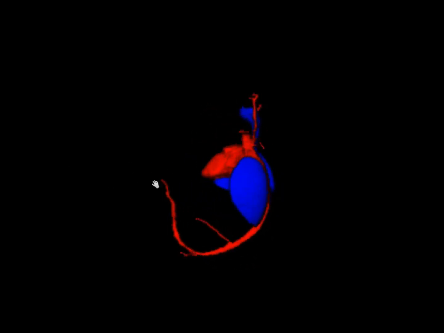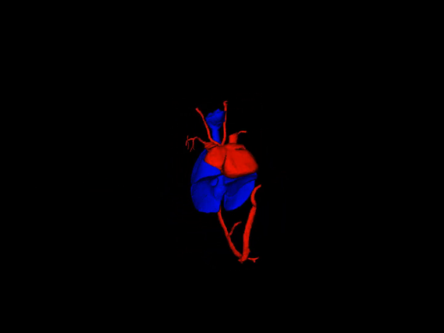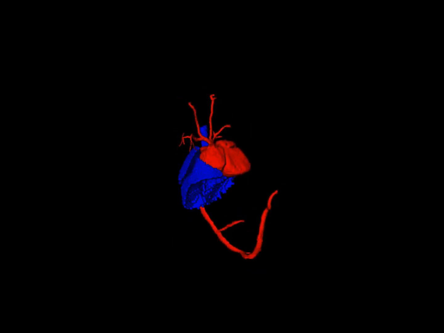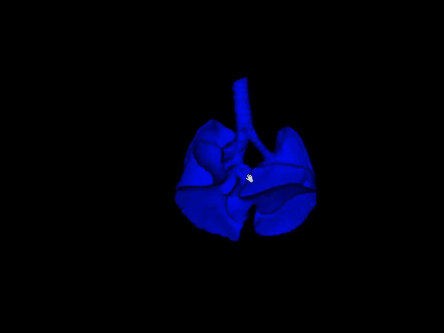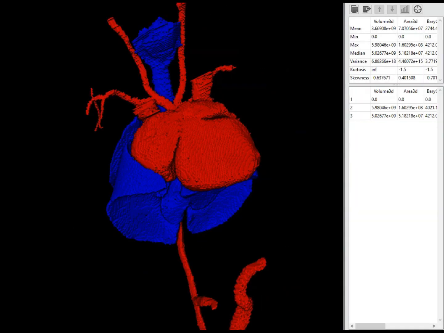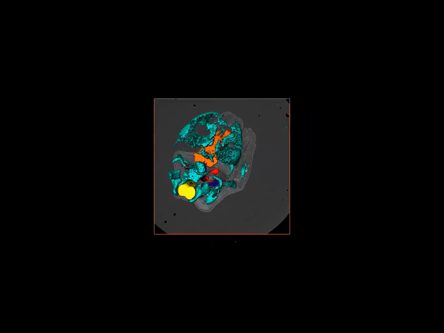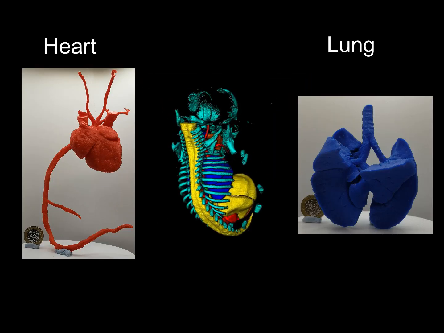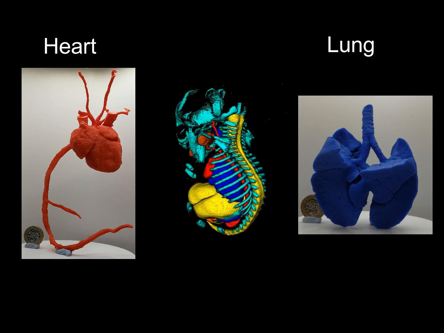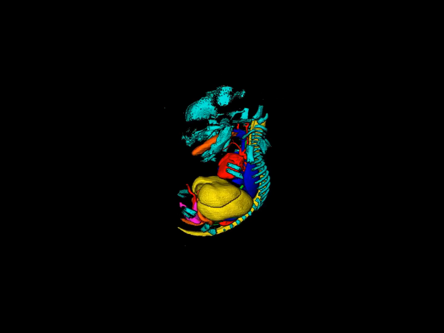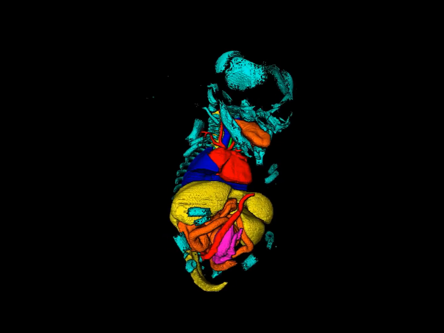Once we have segmented the heart and the lung, we can view them in 3D together or separately. We can also obtain their volume and surface area. It is also possible to create animations and even to 3D print them. And this is the end of this very simple and short explanation of what 3D image analysis can be.